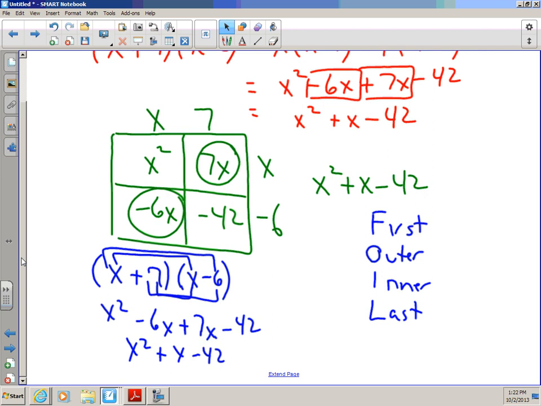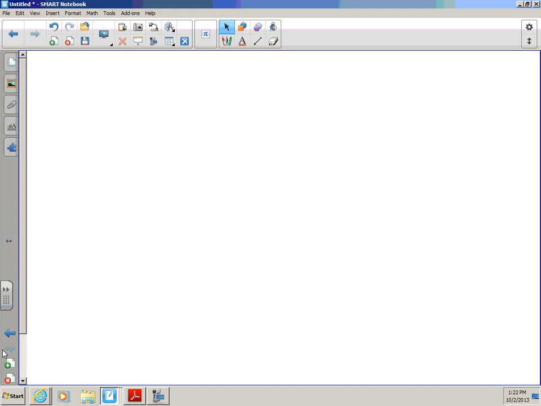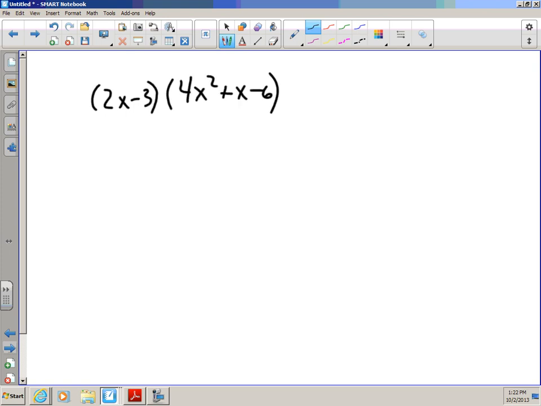Now, why is FOIL of limited use? Well, let's say we were going to do the following. 2x minus 3 times 4x squared plus x minus 6. Now I no longer have a binomial times a binomial, but a binomial times a trinomial. And since I have 2 terms and 3 terms, I'm going to be multiplying 6 times.